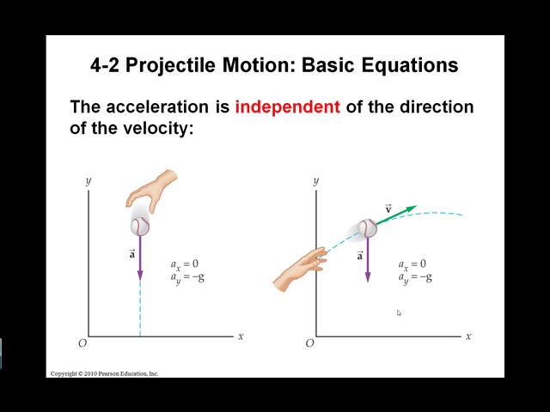So once again, let me just remind you that that negative 9.8 meters per second squared is independent of the direction of the velocity. In other words, whether you drop a ball or whether you throw a ball up at an angle, it doesn't matter. The only direction that's accelerating is the y direction, and it's accelerating at negative 9.8 meters per second squared.